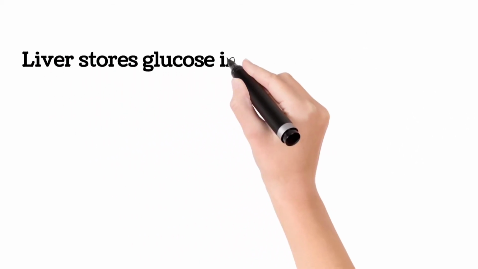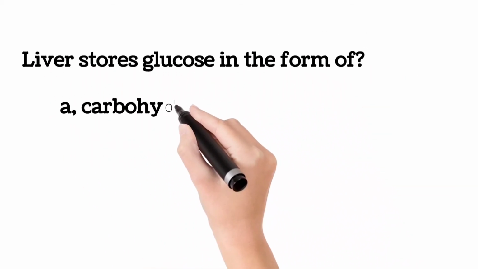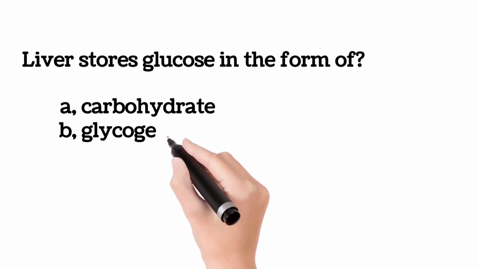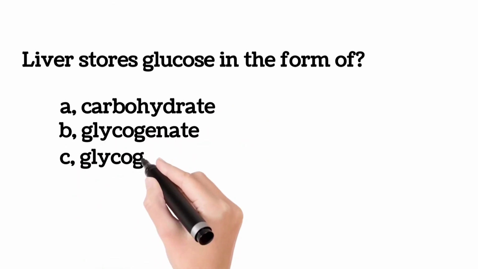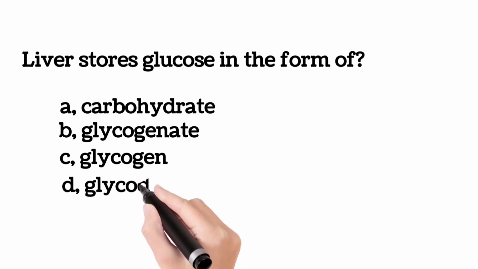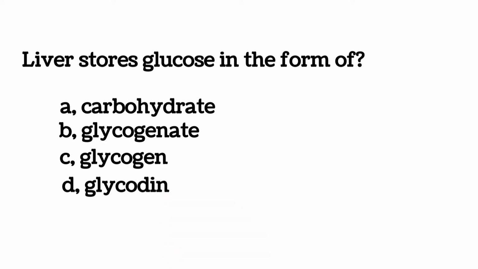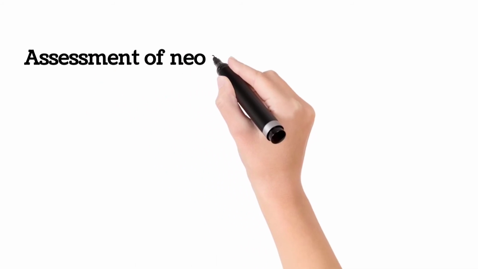Liver stores glucose in the form of: the options are A. Carbohydrate, B. Glycogenate, C. Glycogen, D. Glycodine. The correct answer is option C. Glycogen.